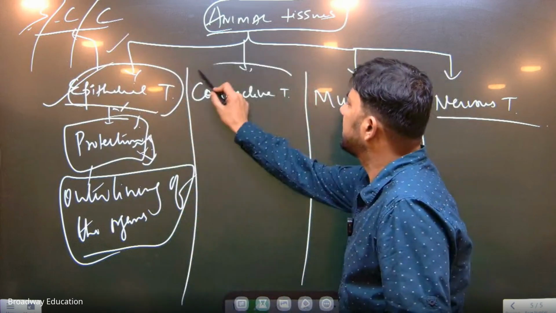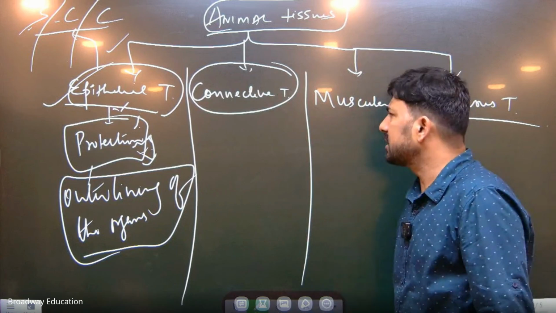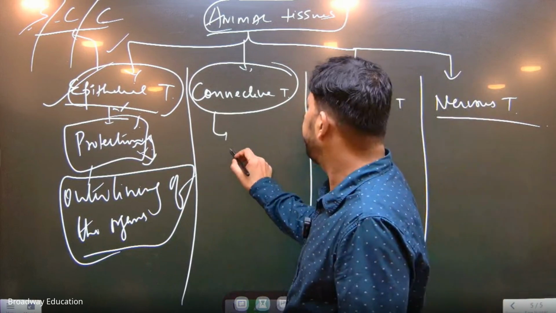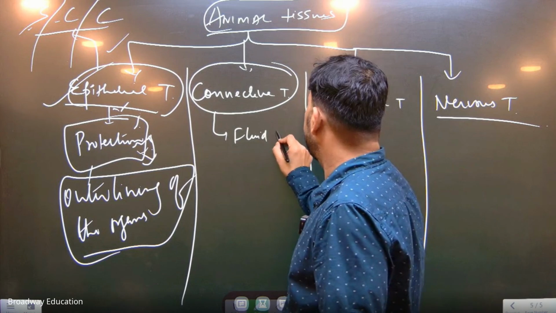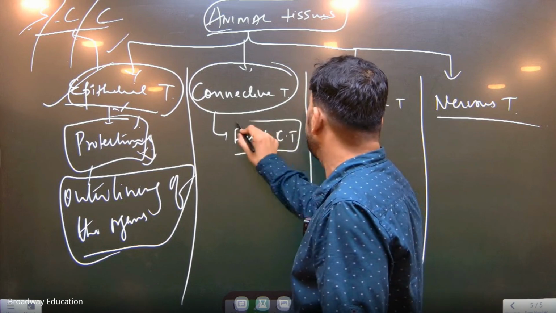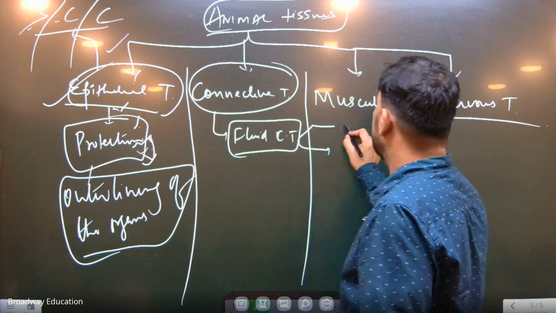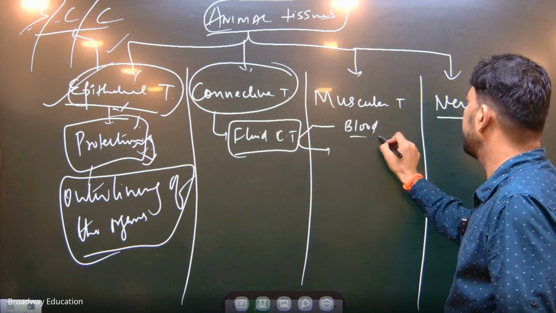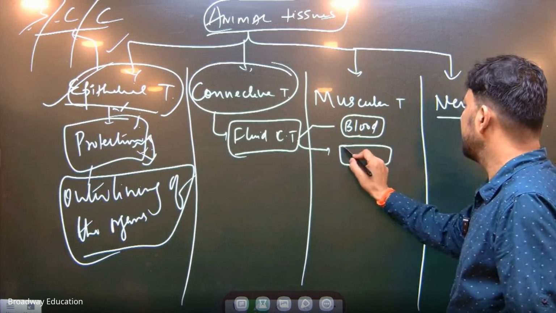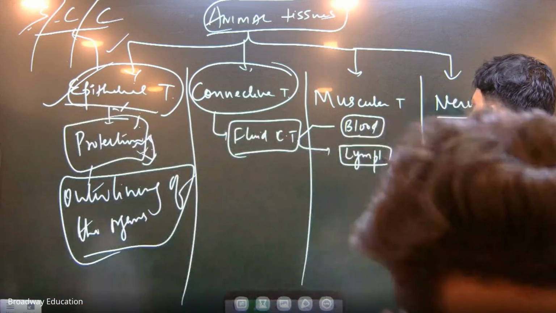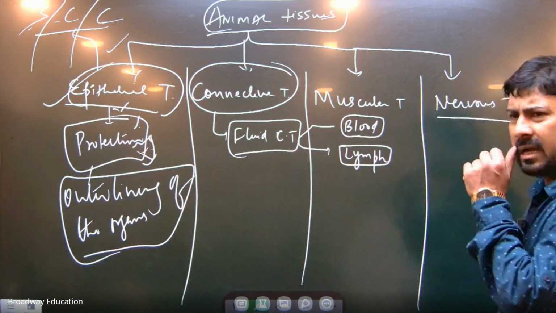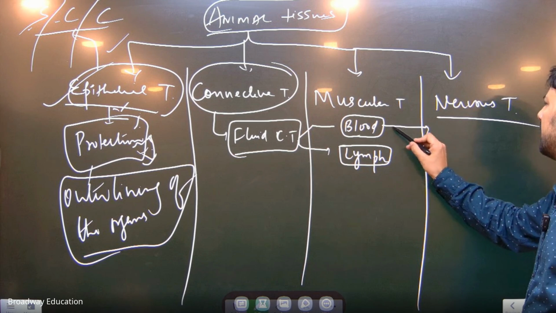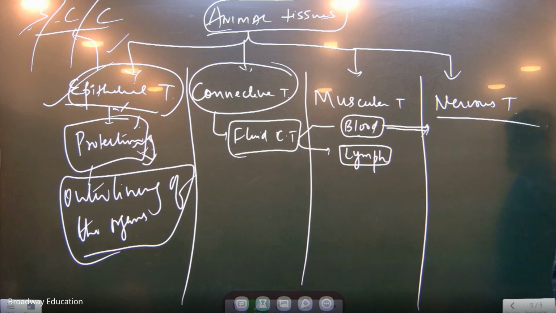Now, if I talk about the connective tissues, in the connective tissues we discussed about multiple types of tissues. First of all, it was fluid connective tissues. Fluid connective tissues include blood and lymph. Yes or no? Blood and lymph. So if I talk about blood, basically blood composition we discussed yesterday.